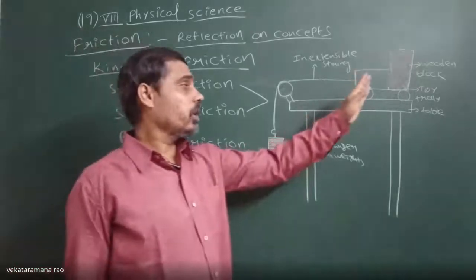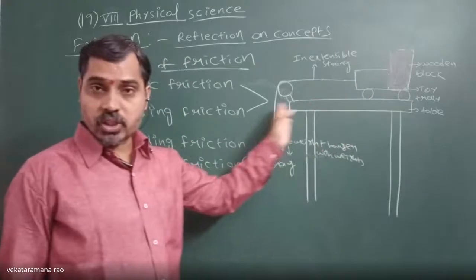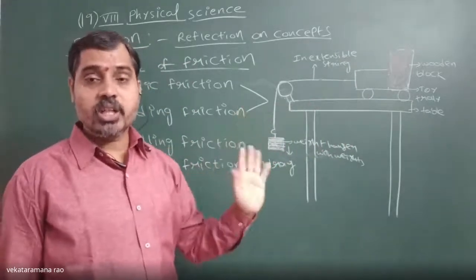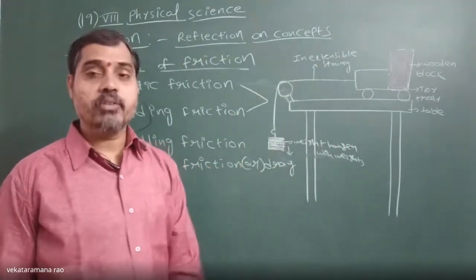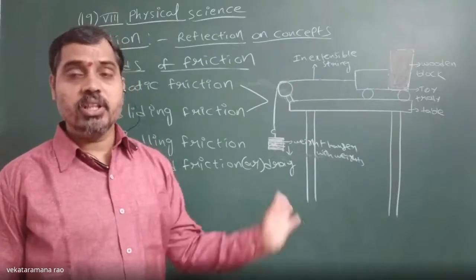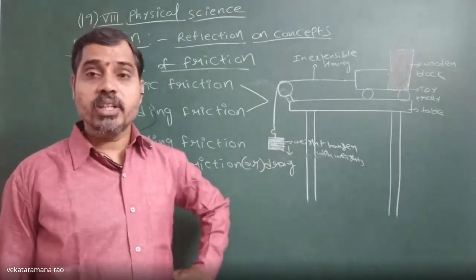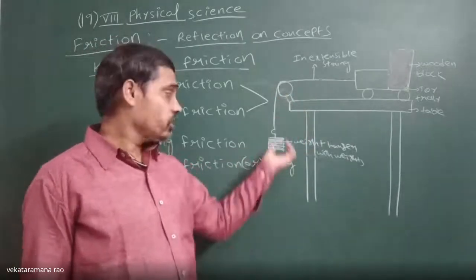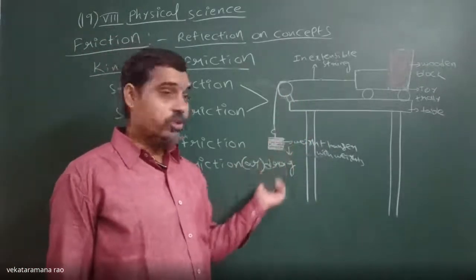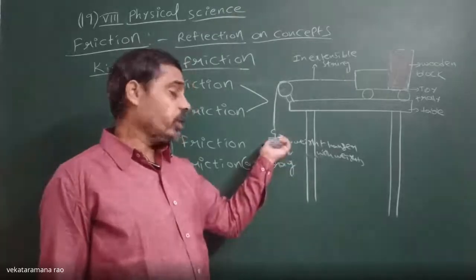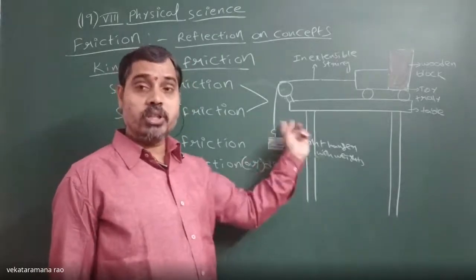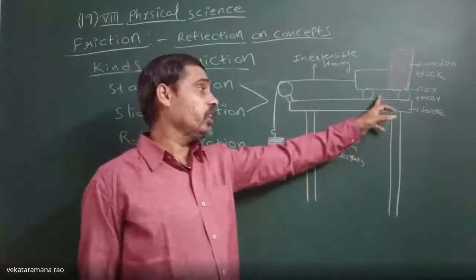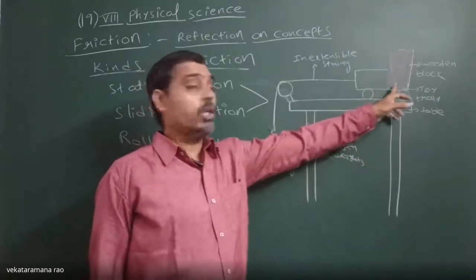This wooden block won't move along with the toy trolley, and it starts moving in the backward, reverse direction. Then in that case, what happens? The acceleration is more, meaning this force, the weight force, is more than the static friction acting between the toy trolley and the wooden block.